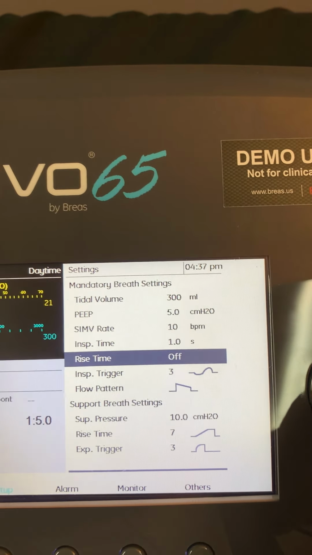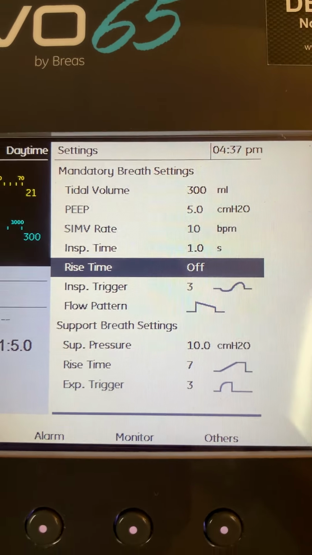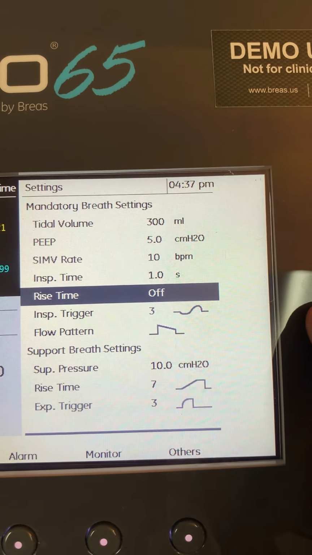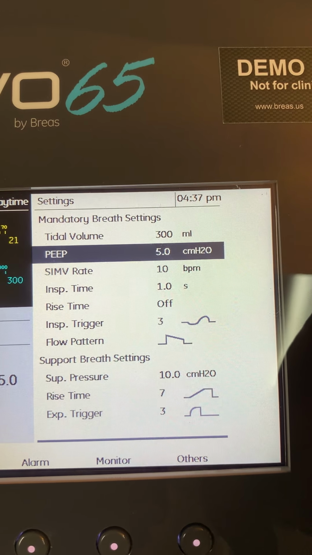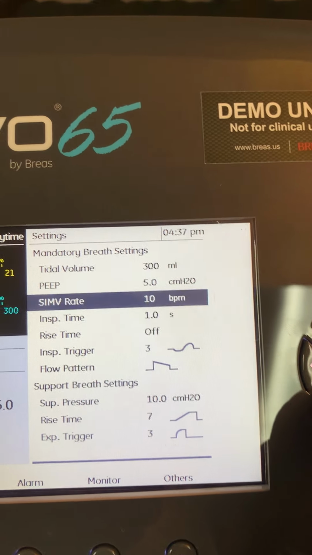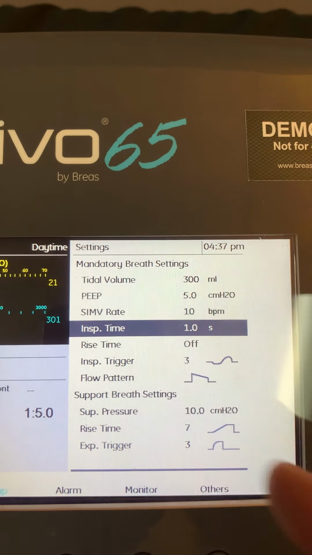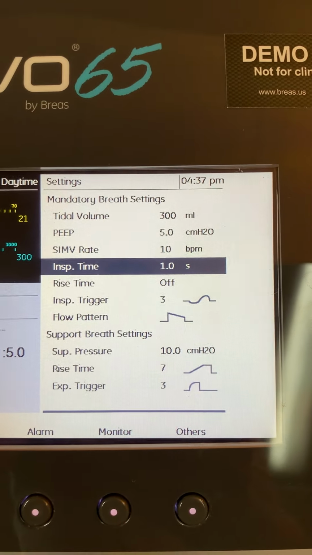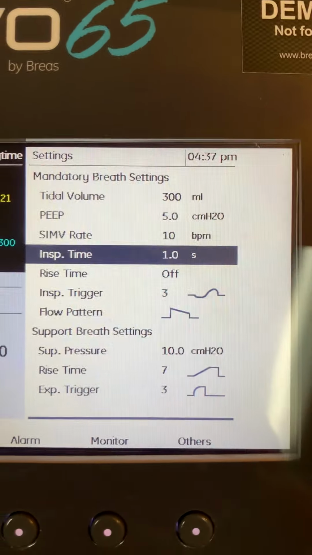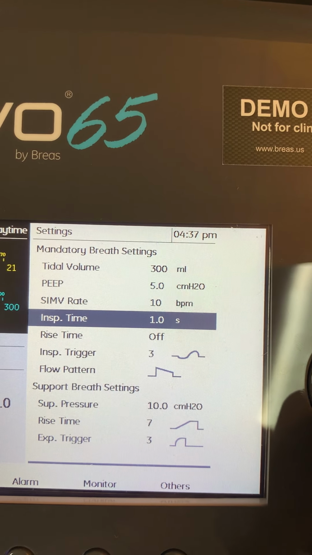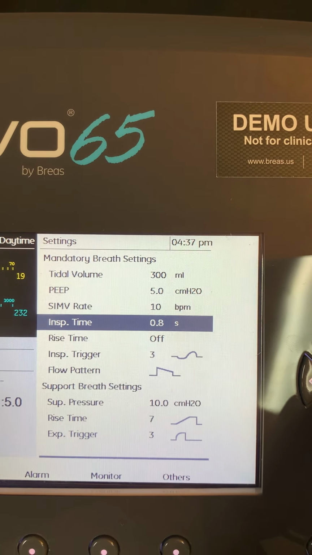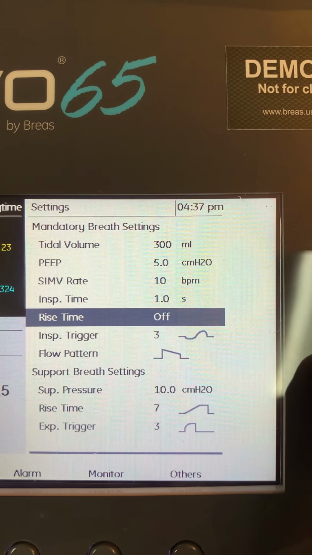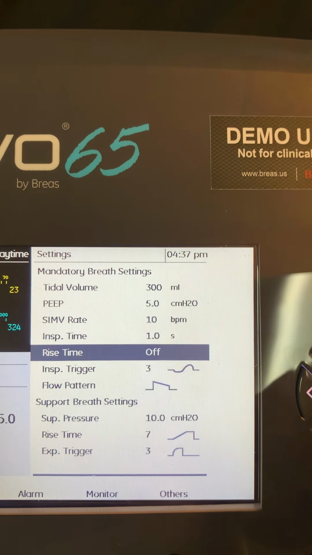Rise time. There is a rise time function in the volume mode. Currently the rise time is set at off, which means that I'm going to deliver that 300 tidal volume over the course of 1 second to the patient. But let's just say you notice that the patient is air hungry, and perhaps they need a little more flow, or they need the tidal volume to be delivered a little bit faster. If there's a reason that you cannot necessarily manipulate your rate or your inspiratory time to accomplish that, you do have the option of a rise time function for delivery of that breath a little bit quicker.